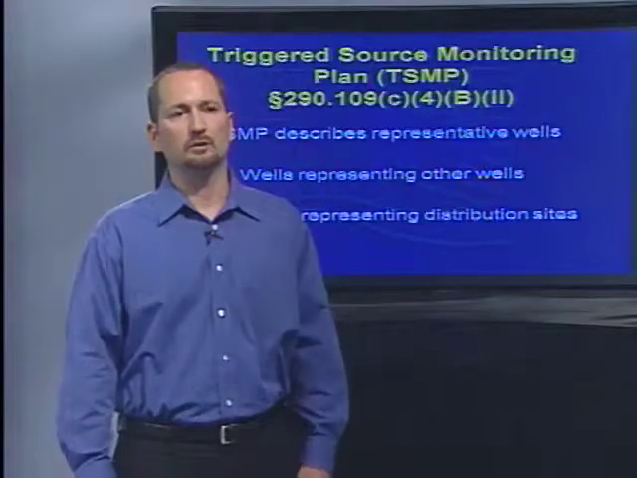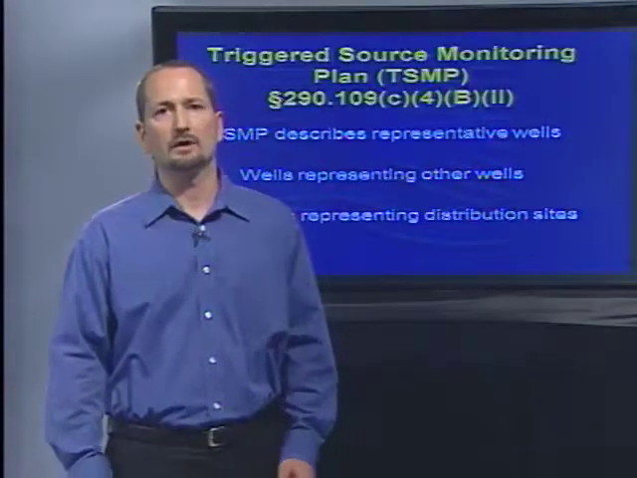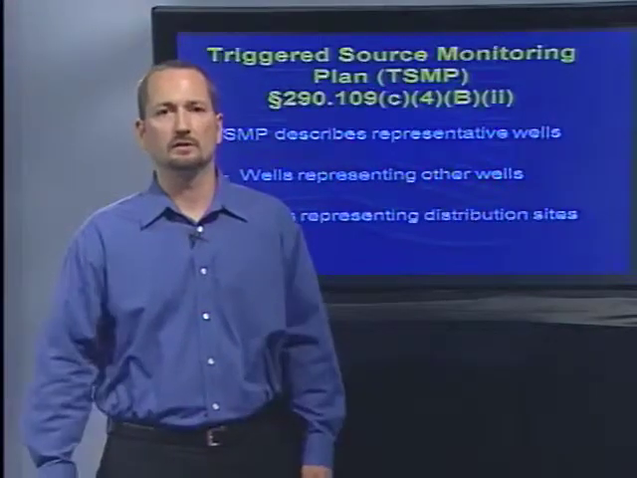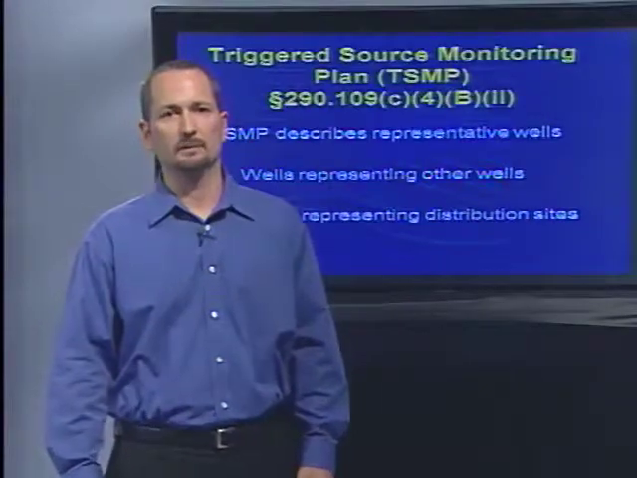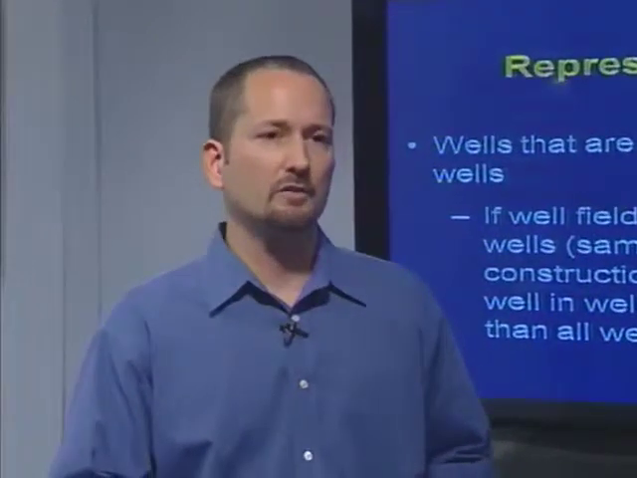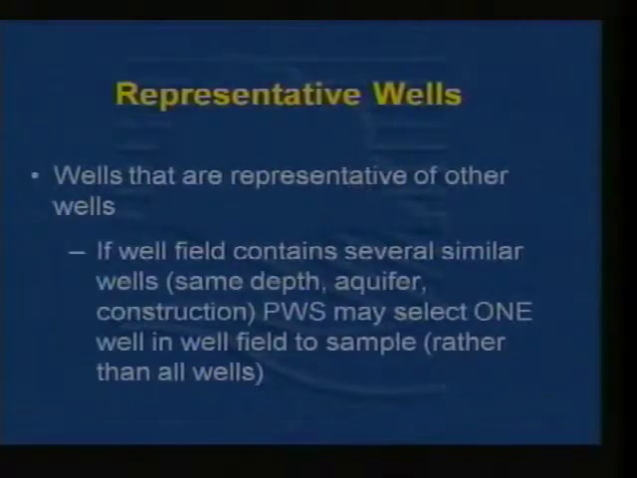Triggered source monitoring plans will describe representative wells, and there are two types of representative wells: wells that represent other wells, and wells that represent distribution sites in the system. Wells that are representative of each other, an example of this is well fields that contain similar wells that are in the same aquifer, have similar depths, and the construction is up to TCEQ standards. I've got some diagrams coming up that will show you some examples of these well field representative wells.